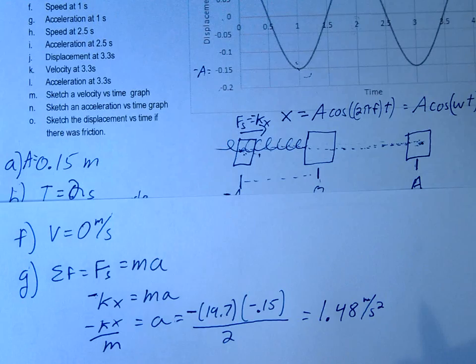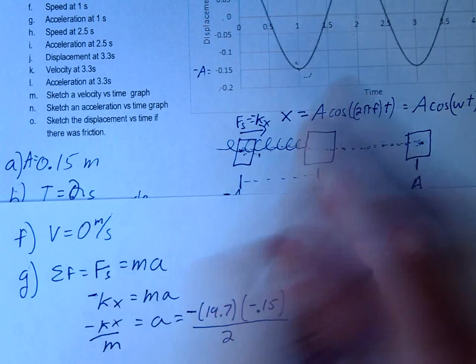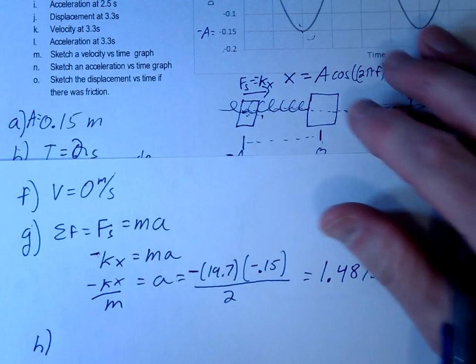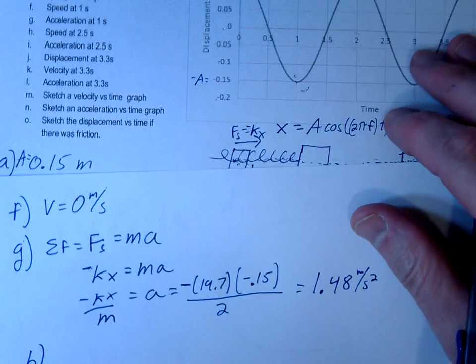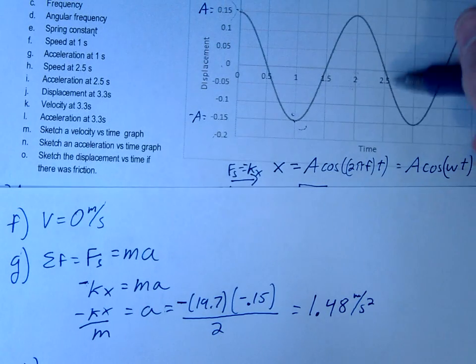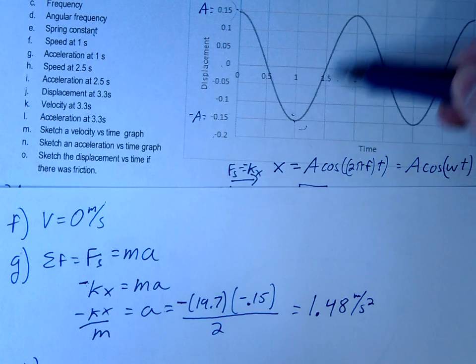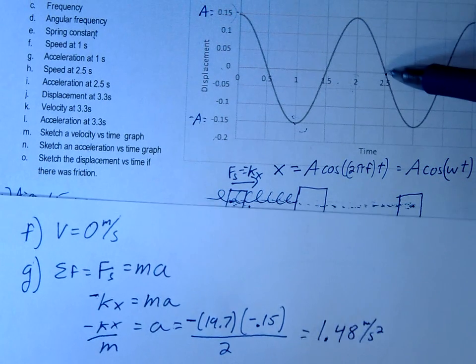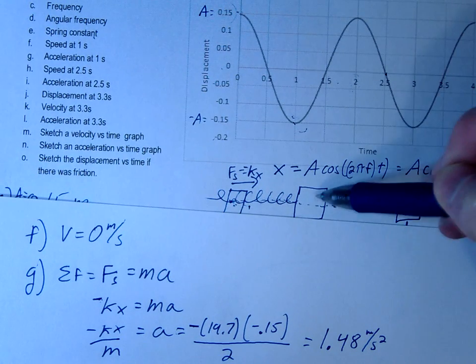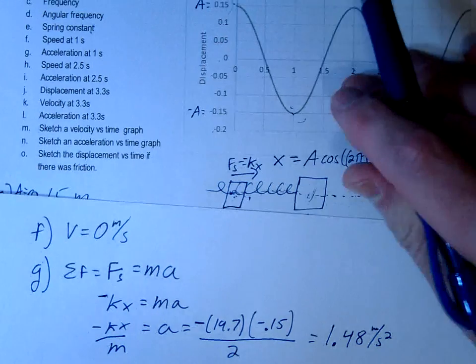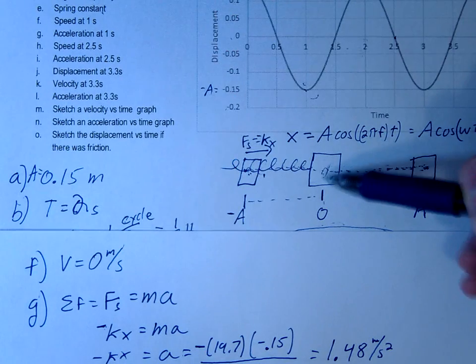Moving along, H. What is our speed at 2.5? So let's look back at our graph. At 2.5, notice we're right here. Okay, so we've gone one full cycle, and now we're back through the equilibrium point. So remember, when we pass through that equilibrium point, we've reached our maximum velocity right here.